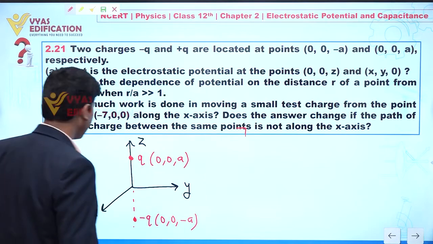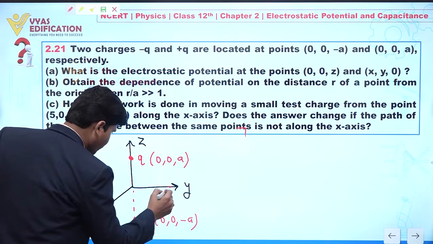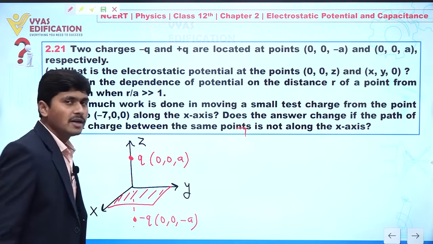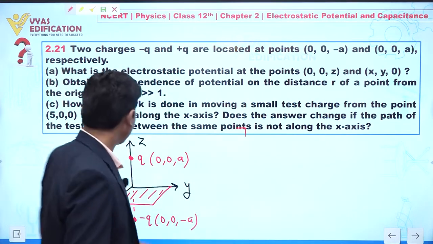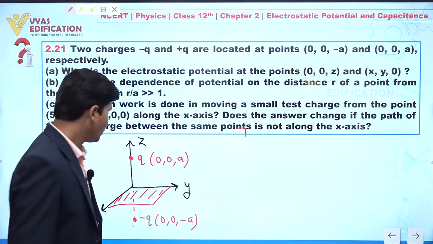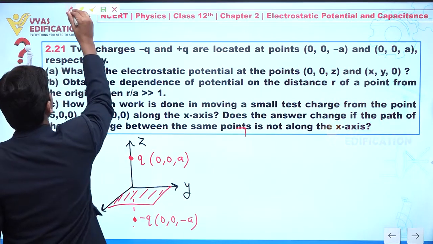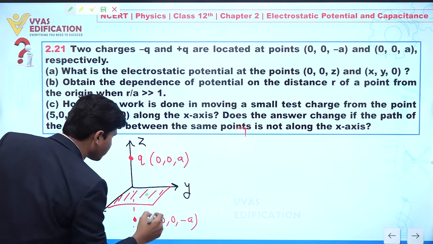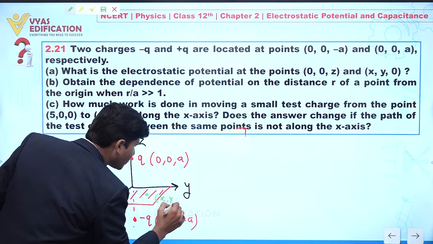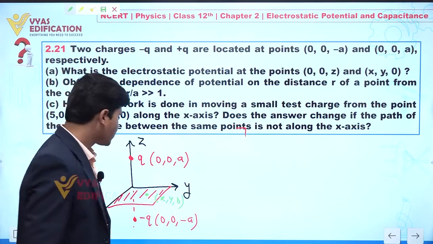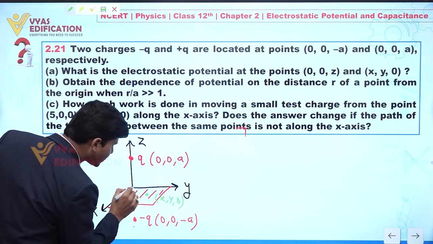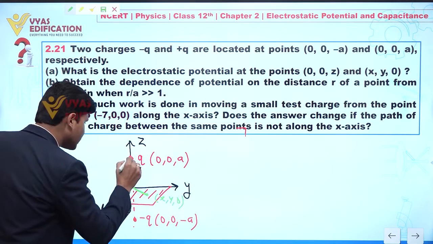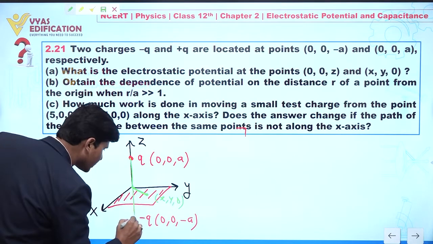So where is the xy plane? We can say this one. This is the xy plane. Now we can say this xy plane is perpendicular to the z axis. So let's suppose I am taking this point, and let's suppose this point is (x, y, 0). Now you can say from the z axis this point has this perpendicular distance. We can say this distance is already a, this distance is also a.